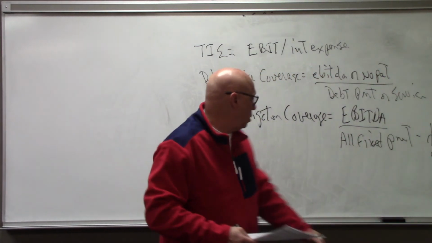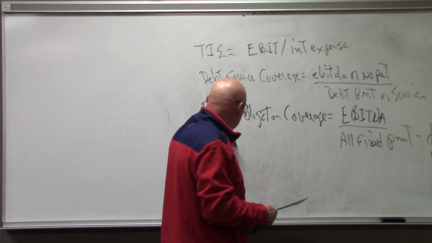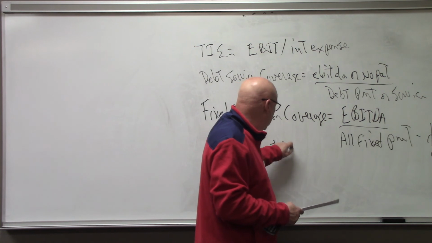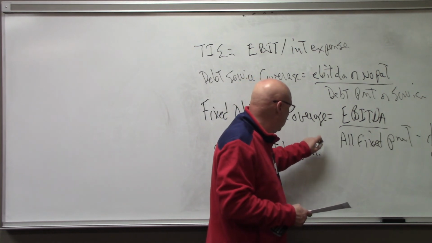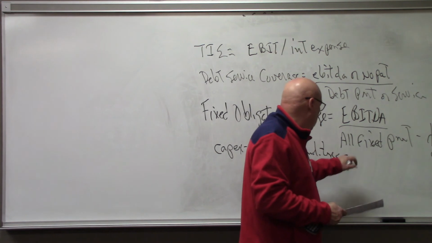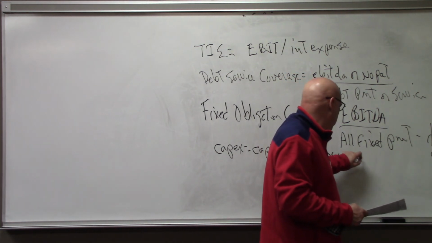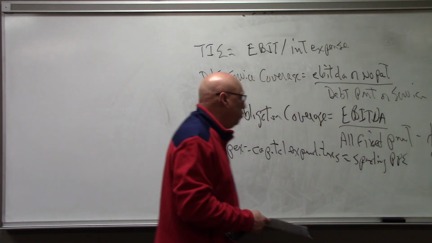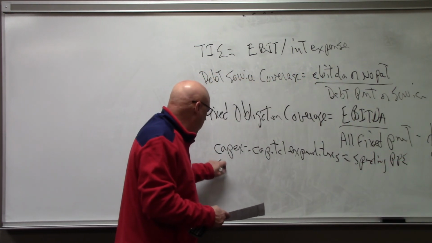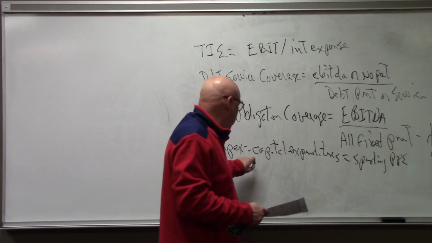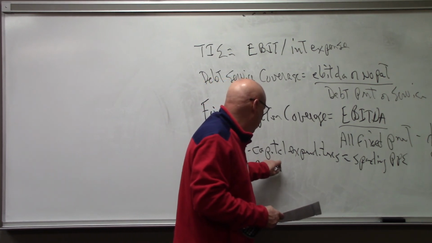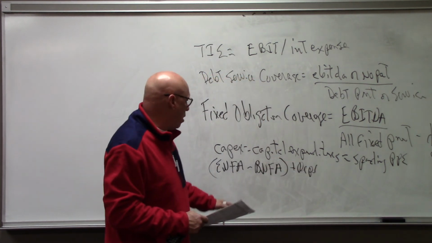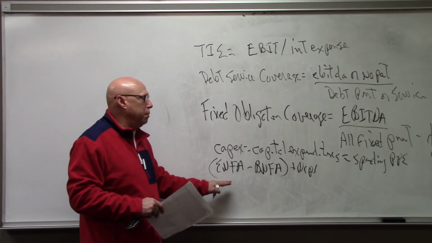What is CapEx? CapEx is short for capital expenditure, which is equal to your spending on property, plant, and equipment. And you know the formula for that. It's ending net fixed assets minus beginning net fixed assets plus your depreciation expense. This is a fixed cost for the company. You've got to spend money on property, plant, and equipment.